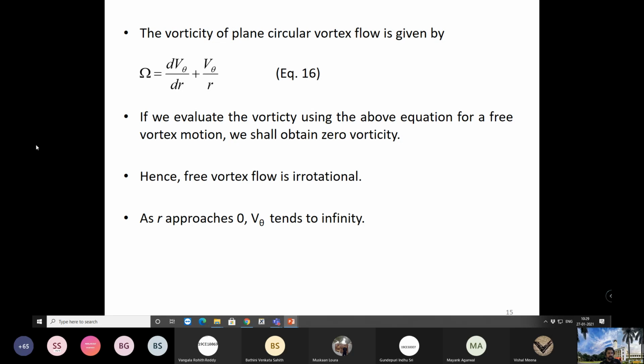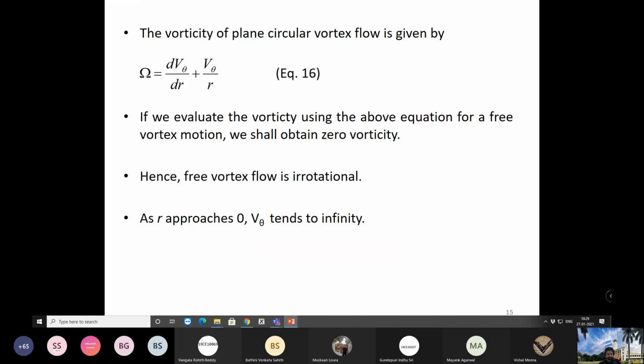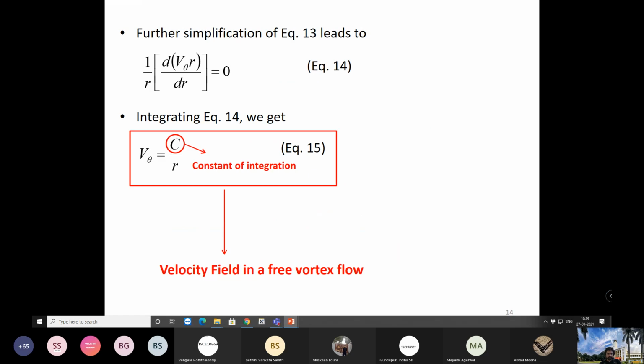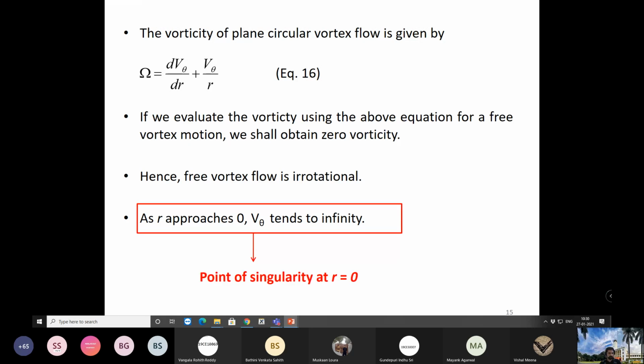This is one important property of the free vortex flow. Now, as you see, as r approaches 0, V theta tends to infinity. Therefore, there is a point of singularity at r equal to 0. This equation is very clear, right? If r goes to 0, this will be infinity. So r equal to 0 is a point of singularity. So free vortex flow has zero vorticity. I mean, anybody can assume or think that the forced vortex flow will not have zero vorticity, right?